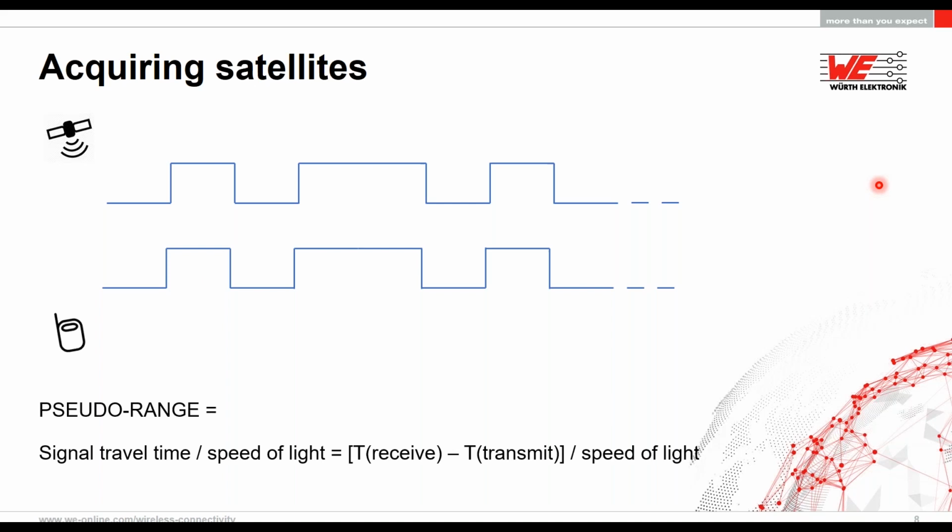As already said, the measurement of distance is based on the signal travel time. So pseudorange equals signal travel time multiplied by the speed of light, because we know that the signals travel through the atmosphere with the speed of light. And this is our first measurement of distance. Why are we calling it pseudorange?